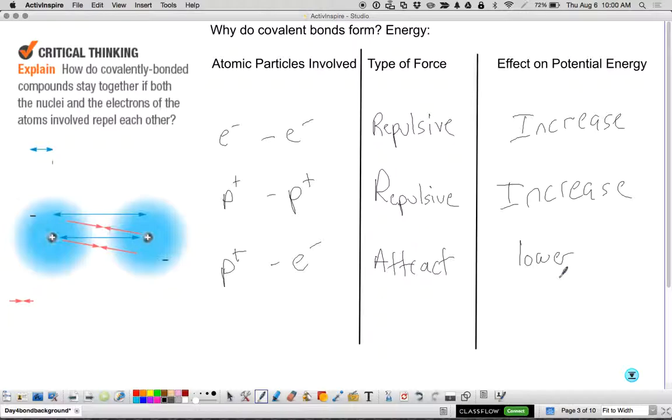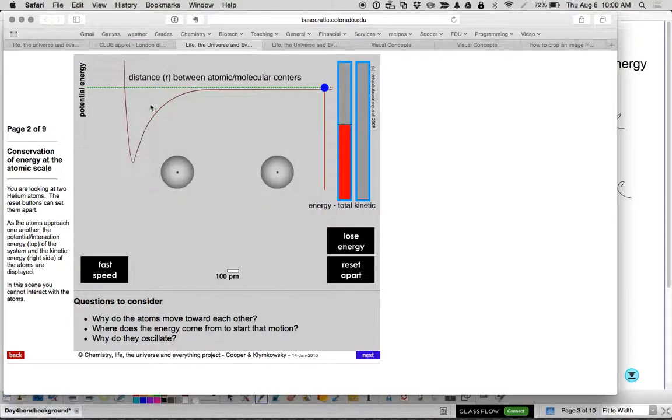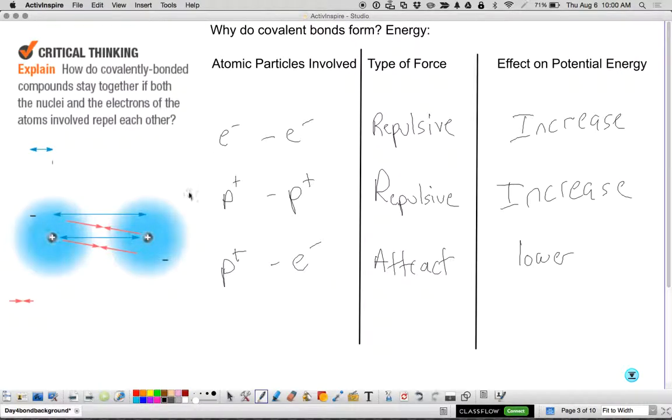So we have these two interactions that are increasing potential energy, and then we have this interaction which is lowering potential energy, and it's sort of the balance. Now, if we go back to the simulation here, you'll notice that if the atoms get too close together, there's actually a huge increase in potential energy because now the positive interactions from the nuclei increase, okay? There's sort of a balance where you're balancing all of these. And when you get a perfect balance, that's when a bond forms. Okay?